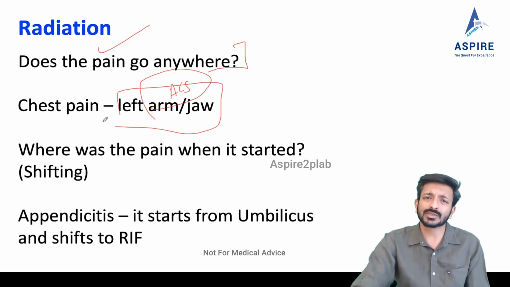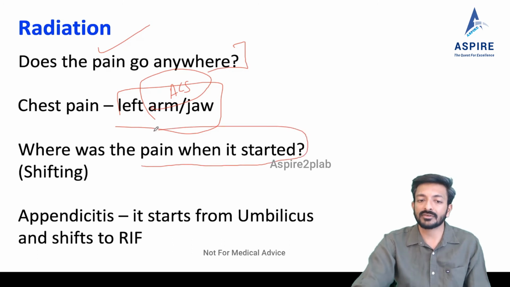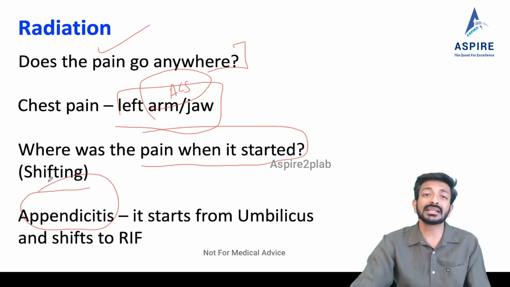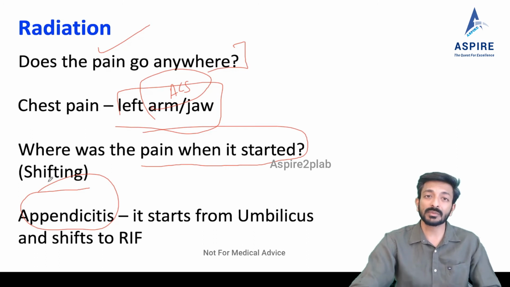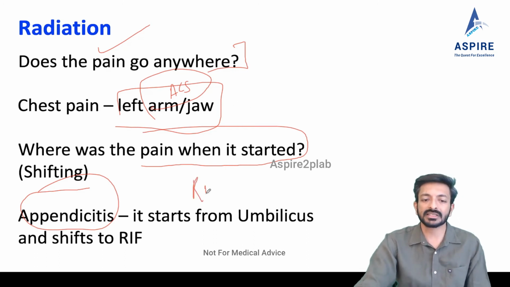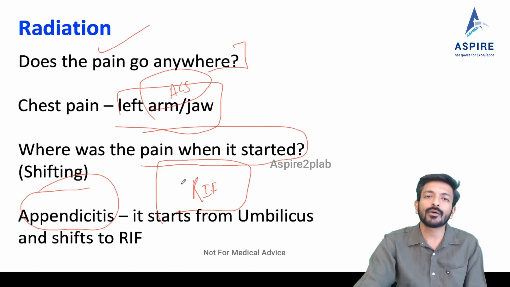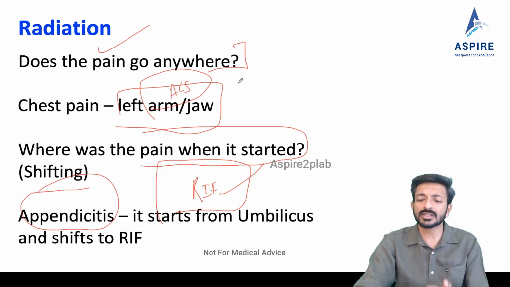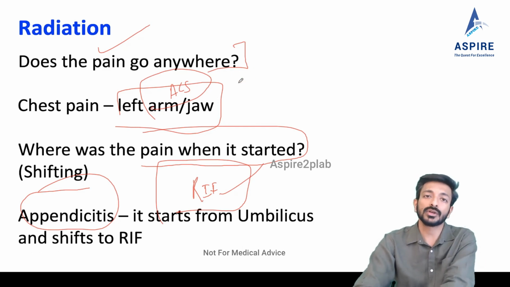And also, you can ask when the pain started, where it was. Where was the pain when it started? For example, you want to rule out appendicitis. What happens with appendicitis pain? The patient will have pain in the umbilicus, and then it will shift to the right iliac fossa. So if a patient is presenting with pain in the right iliac fossa, ask the patient, where was the pain when it started? "Doctor, it was there only." It means you have almost ruled out appendicitis, because appendicitis pain starts from the umbilicus and then shifts to the right iliac fossa. So every single question of SOCRATES will help you in narrowing down your differential.